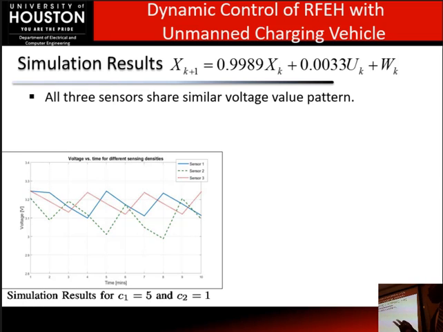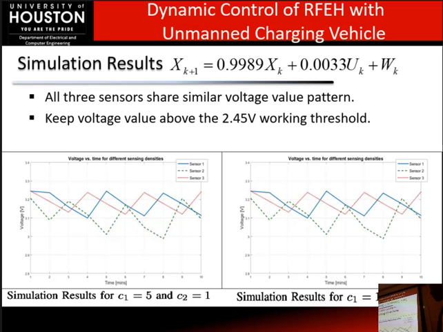I ran the simulation assuming two cases: one where the cost for charging is lower and one where the cost for charging is higher. And the setup is with 3 sensors. By looking at the behavior here, I'm not taking into consideration the travel time or the time needed for selecting the sensor. So by just looking at the behavior, you can see that all 3 sensors are able to maintain their voltage value above a working threshold. Sensor 1, for example, is put to sleep every 1 minute, sensor 2 every couple of minutes, and sensor 3 has spent the most time sleeping.